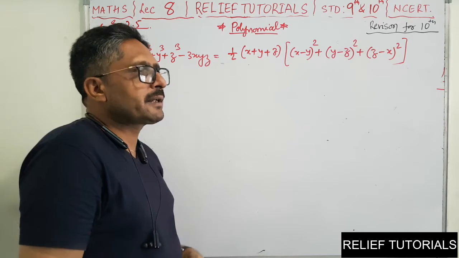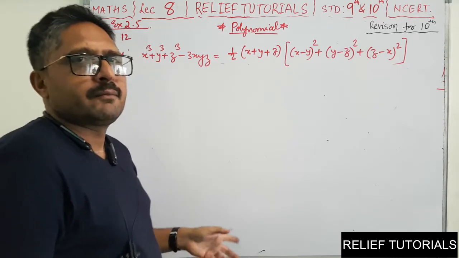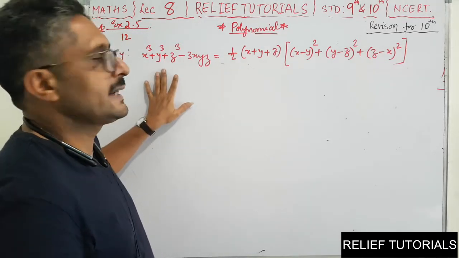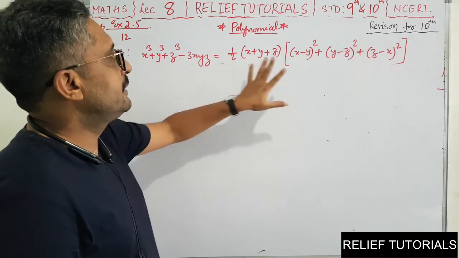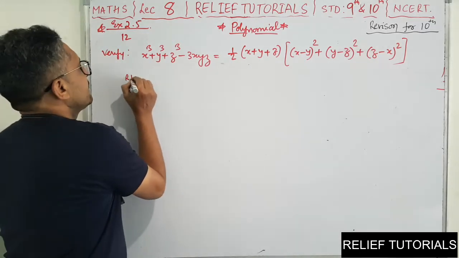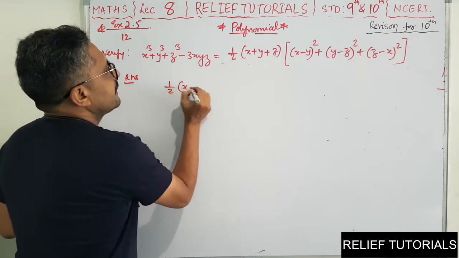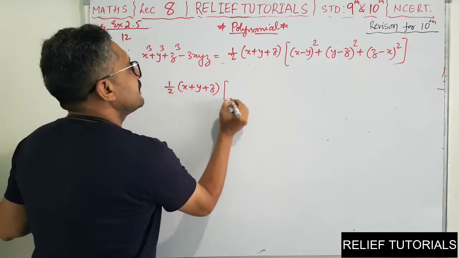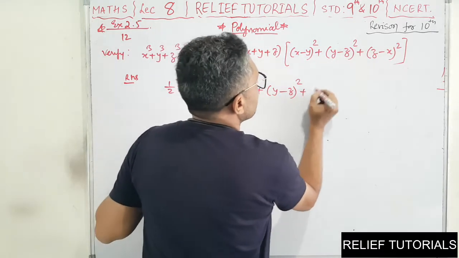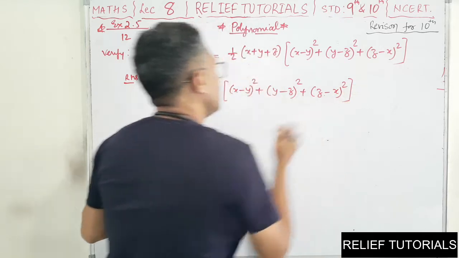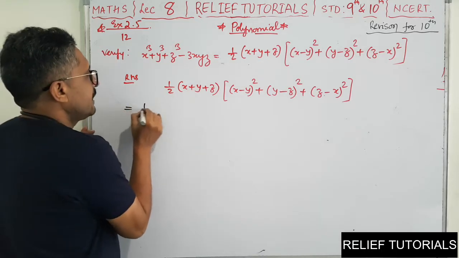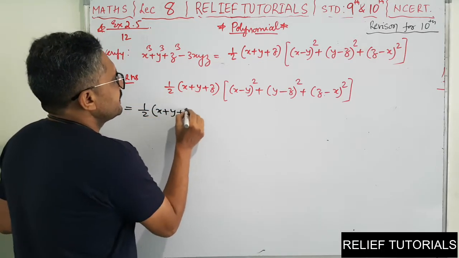Clear? So this problem can be done in two ways. From our original identity, or from RHS you can go to LHS. We'll do this: from RHS we'll go to LHS. This is our RHS: half (x plus y plus z) into ((x minus y) the whole square plus (y minus z) the whole square plus (z minus x) the whole square).